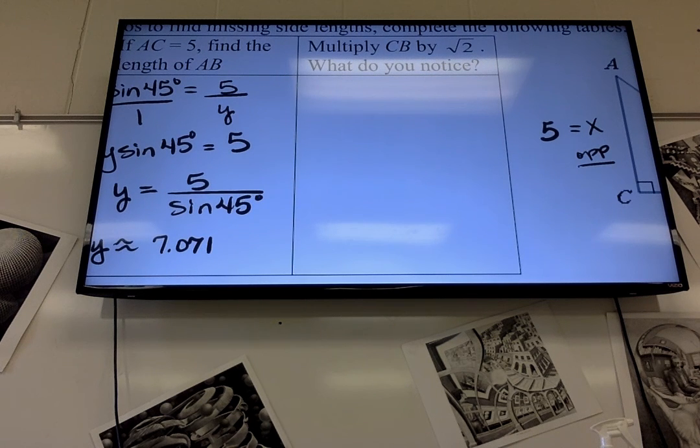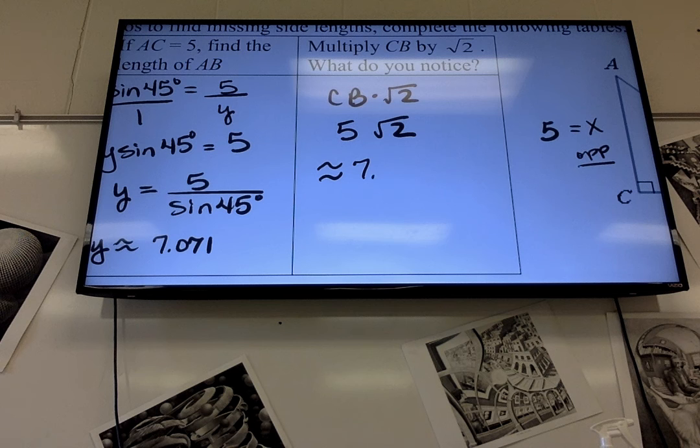Okay. This says multiply CB by the square root of 2. So CB times the square root of 2. What was CB? 5. So in your calculator, take 5 times the square root button, that blue right above the x squared button. So you'll have to hit second square root of 2. Let me know if you can't find it. It's the blue square root right above the x squared. You'll hit second x squared. What do we get?